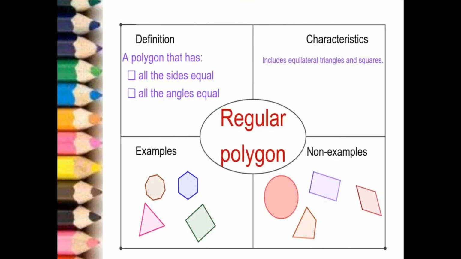Next topic is regular polygons, and it is a polygon that has all the sides equal and all the angles equal, and its characteristics includes equilateral triangles and squares. Some of the examples of regular polygon and non-examples are shown below.